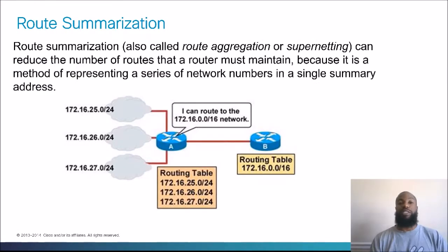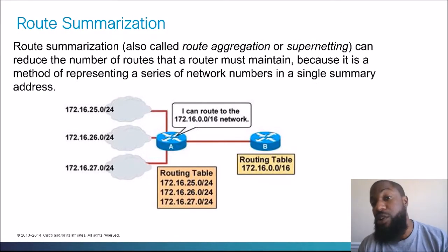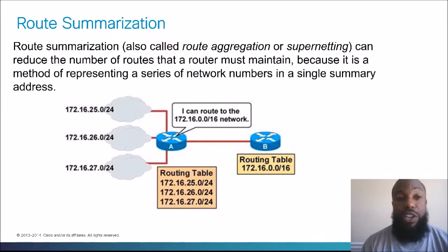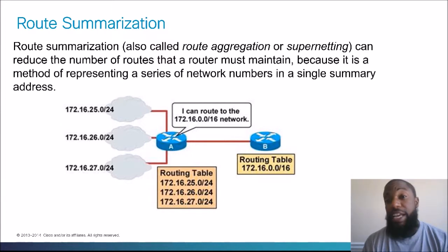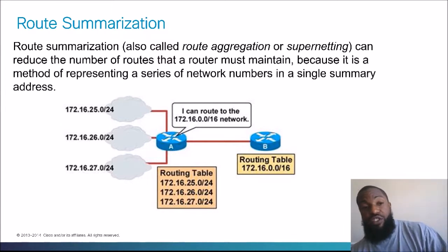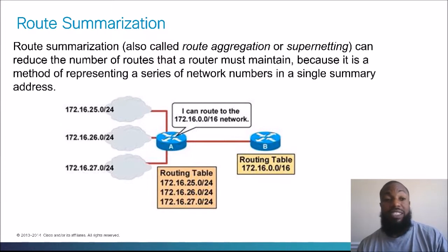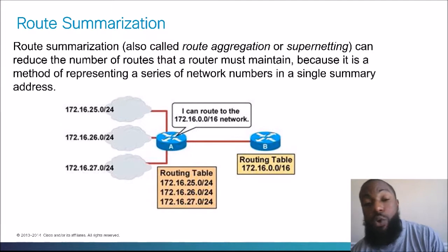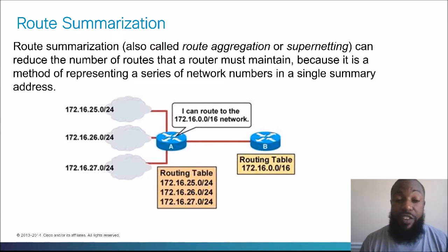Route summarization, also known as route aggregation or supernetting, can reduce the number of routes that a router must maintain, because it is a method of representing a series of network numbers in a single summary address. If you look at this topology at the bottom, we have three networks on the left-hand side, with the clouds: the 172.16.25 network, 16.26 network, and 16.27.0 network. It's three different networks.